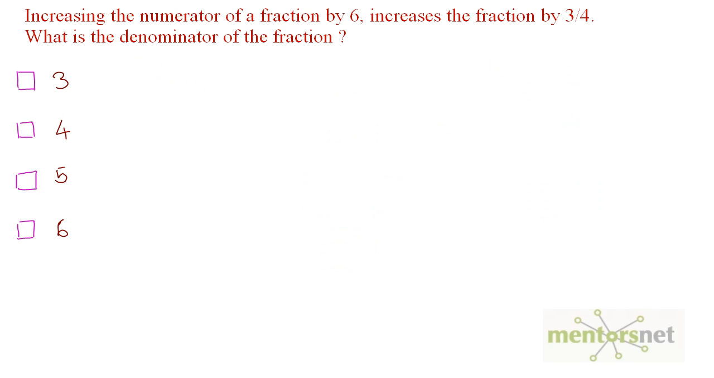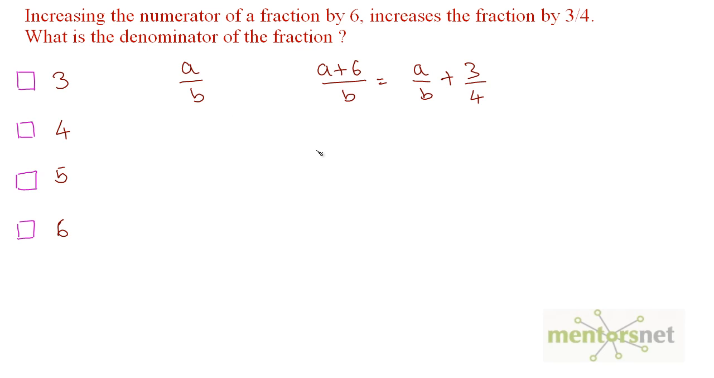And finally, the last question. Increasing the numerator of a fraction by 6 increases the fraction by 3 by 4. What is the denominator of the fraction? So let the fraction be a by b. We are increasing the numerator by 6, so a plus 6 by b. It increases the fraction by 3 by 4. So the original fraction was a by b plus 3 by 4.